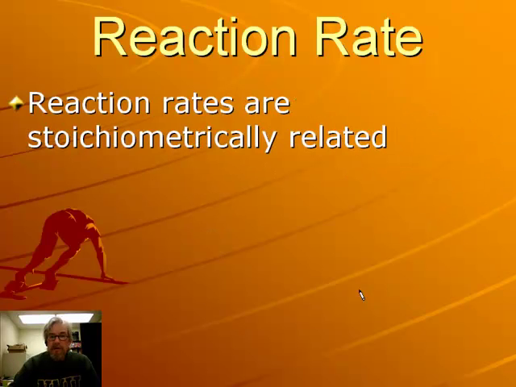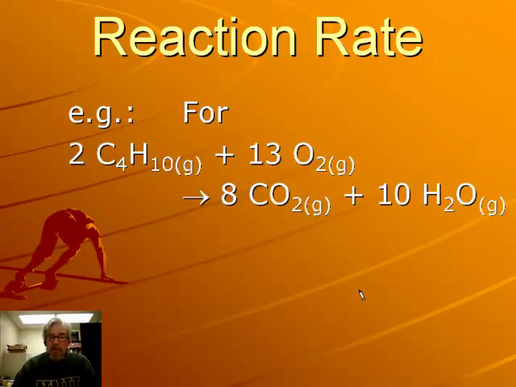The reaction rates for a chemical reaction are stoichiometrically related. Just like the quantities of substance involved are stoichiometrically related, they have to be tied together in terms of reaction rate as well. The reaction rate for a reactant is negative because it's going down. Its concentration is decreasing. The reaction rate for a product is considered positive because its concentration is going up as more and more gets formed.